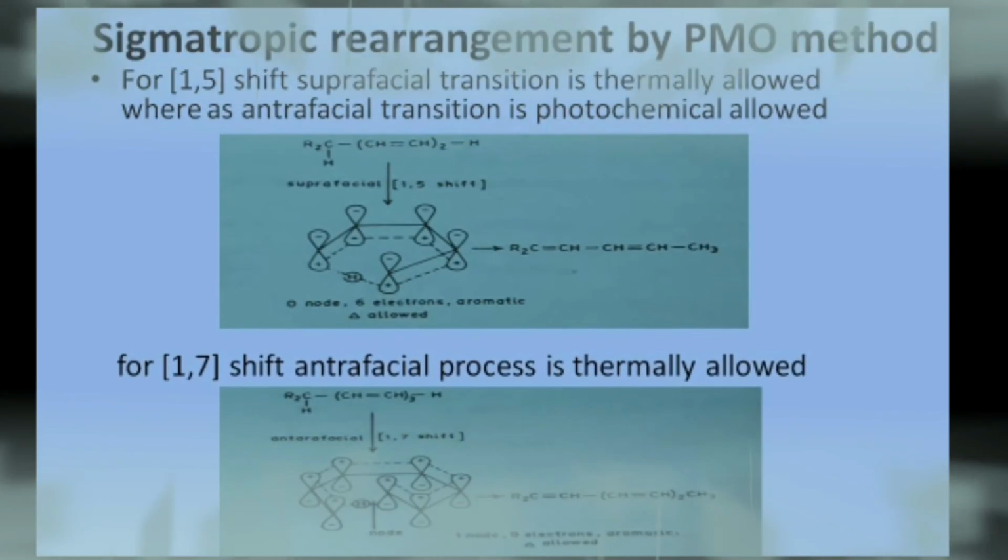Now let us take an example of 1,5 shift. Now in 1,5 shift, 4n plus 2, that is 6 electrons are involved here. If 0 node is given, then as per rule, 0 node, 6 electrons, then aromatic. Aromatic means thermally allowed. Now see whether suprafacial or antarafacial process. Here positive signs are at the bottom end, and that's why here suprafacial shift occurs. So suprafacial process is thermally allowed.